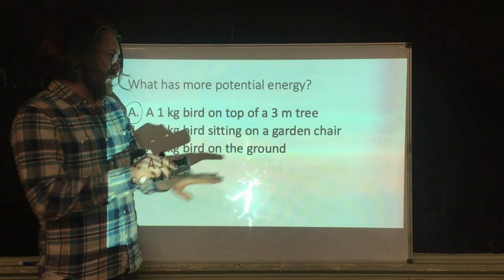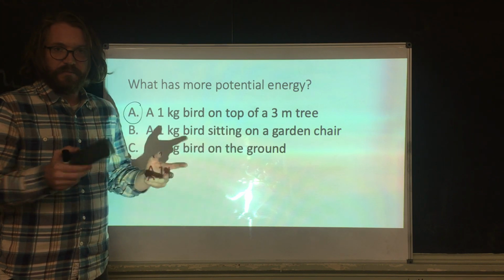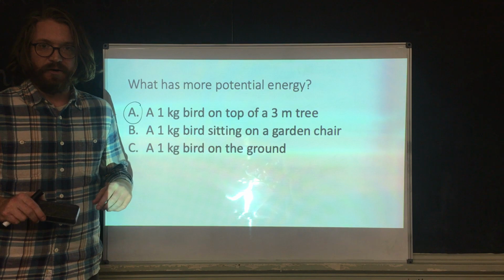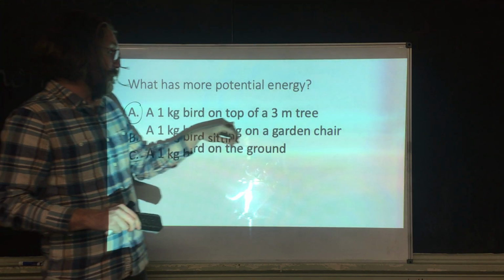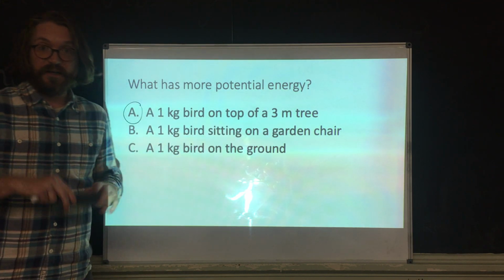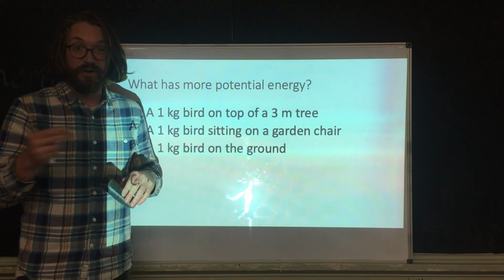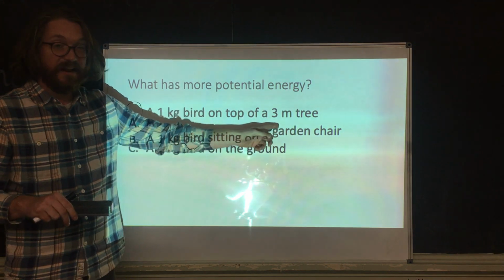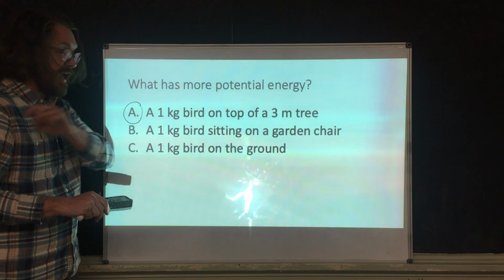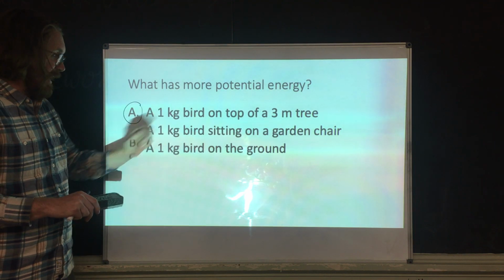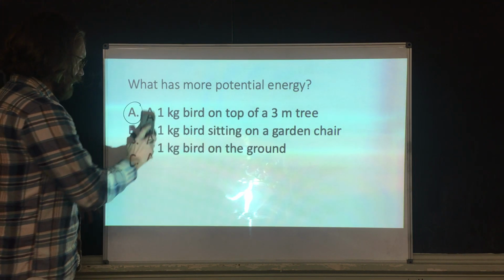In B, the bird is sitting on a garden chair, which is only about, maybe half a meter off the ground. A, the bird is on top of a 3-meter tree. And if you don't remember meters, a meter is just a little over 3 feet. So this is like a 10-foot tree. So because it's the highest off the ground, that is when the bird has the most potential energy.